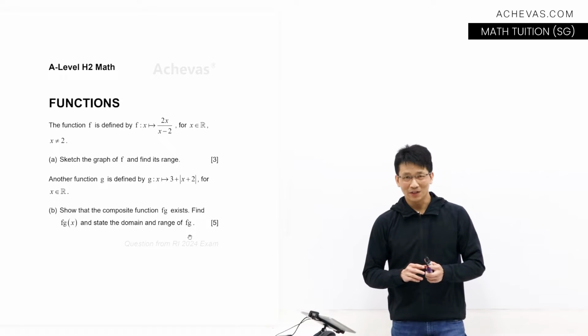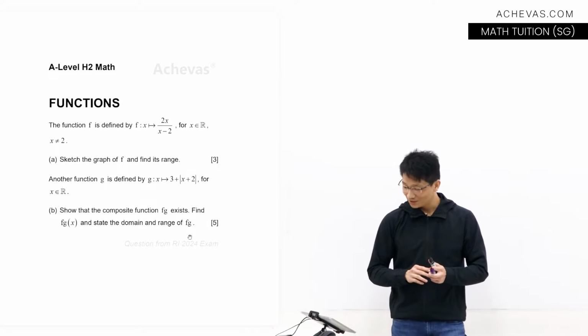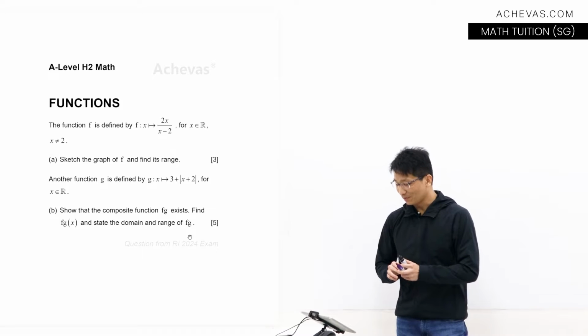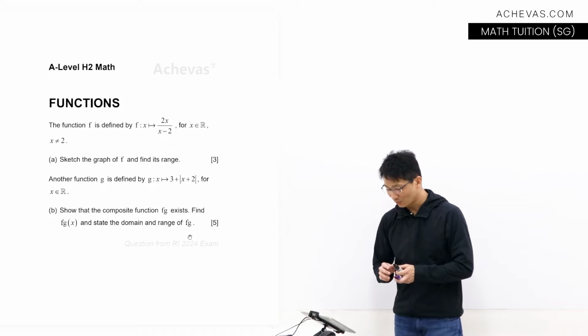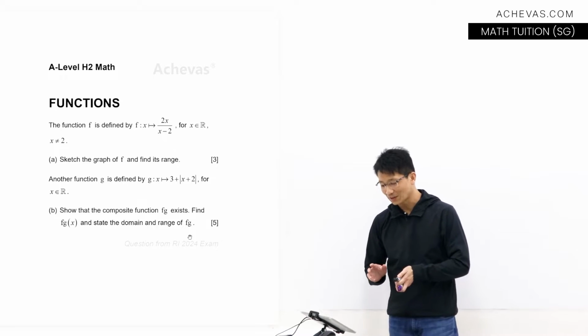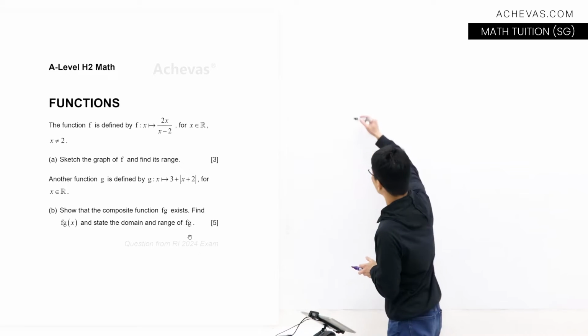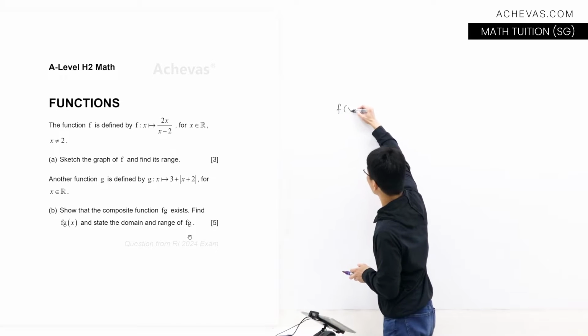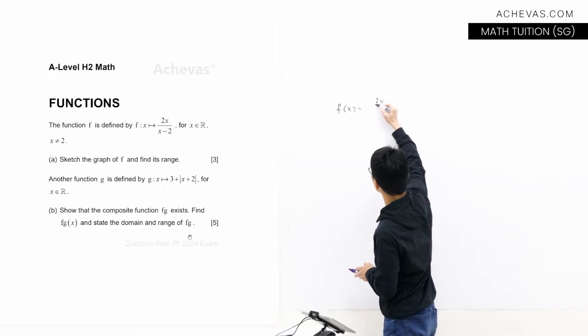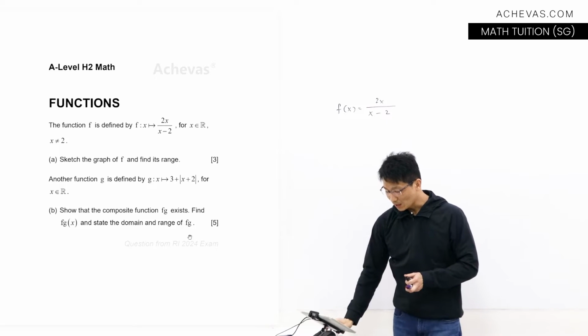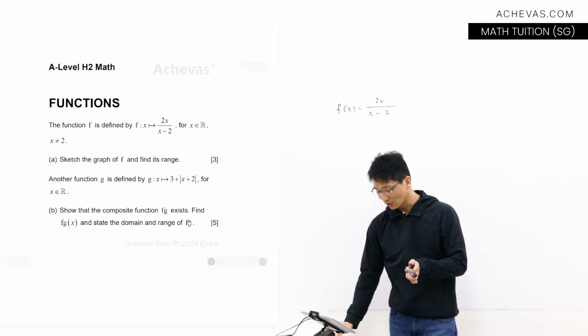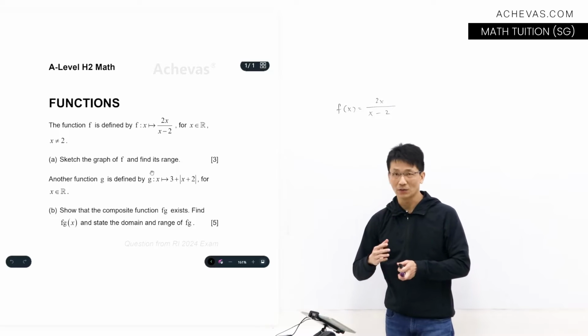So today we'll be taking a look at the question on functions. In this question, f is defined to be f(x) equal to 2x over x minus 2 for all real values of x except for x equal to 2. Maybe I can rewrite the equation here. So my f(x) will just be equal to 2x over x minus 2. Part A of the question is asking you to sketch the graph of f and to find its range.